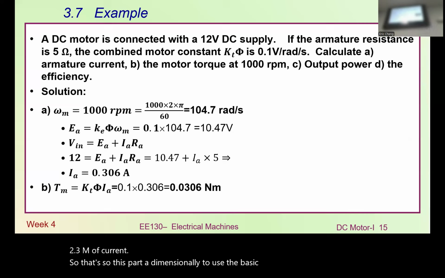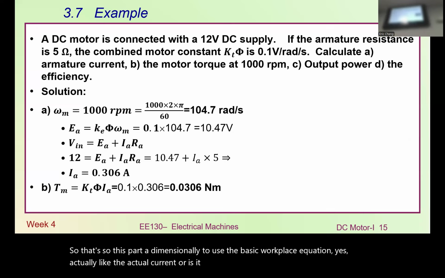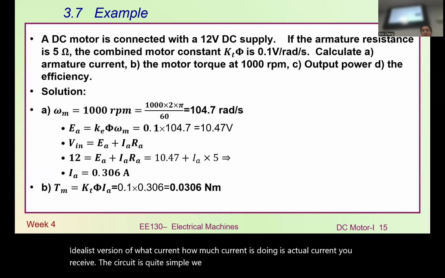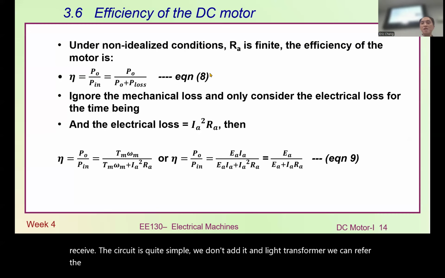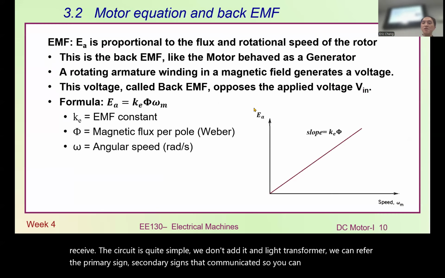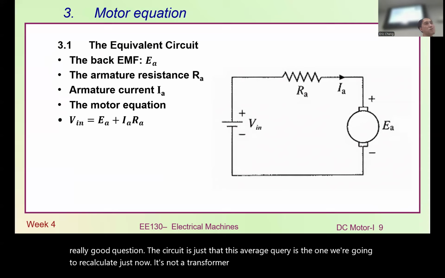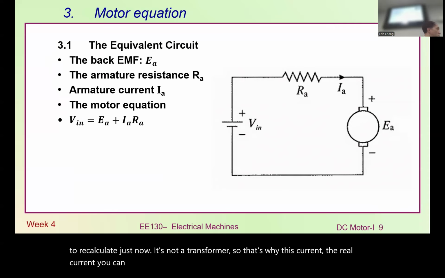Yes? Is the armature current actually the actual current, or is it just an idealized version of how much current is flowing? It's the actual current. You see the circuit is quite simple. We don't have any transformer where we refer the primary side and secondary side, which is complicated. That's a really good question. The circuit is just that. This armature current is the one we calculated just now. It's not a transformer, so this current is the real current. You can just use a meter to measure it.